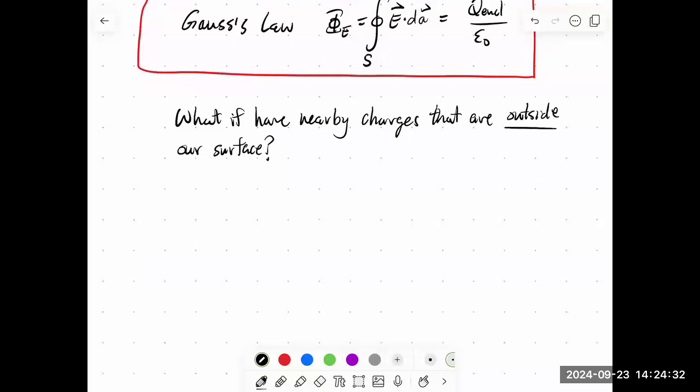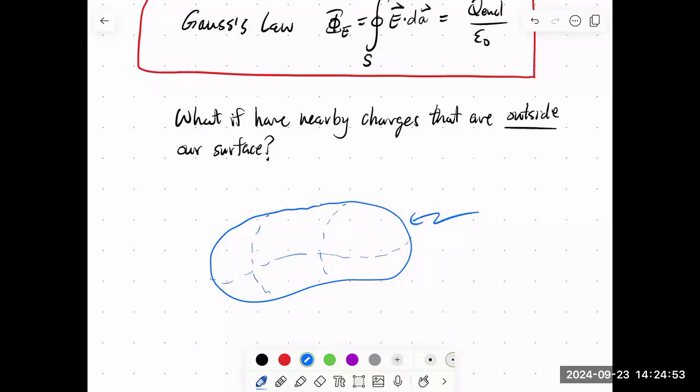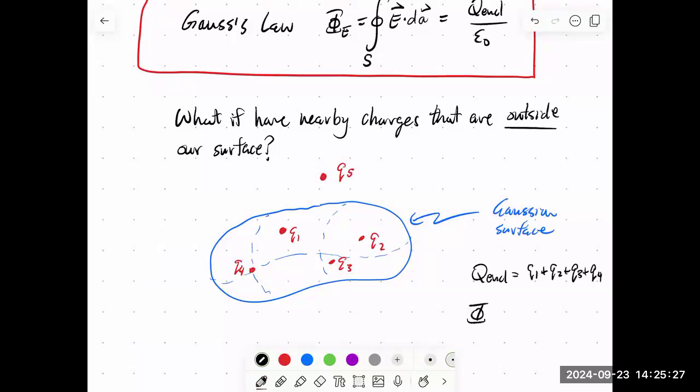Well, let's think about that. I'll try to draw a Gaussian surface here, and I'll try to indicate that this thing does have some three-dimensional structure. So this is like a Cheeto or something like that. And what we've got here is our Gaussian surface. We'll place some charges Q1, Q2, Q3, Q4, and then I'll put one out here, Q5. So clearly, in this case, Q enclosed is equal to Q1 plus Q2 plus Q3 plus Q4, and so the flux is just equal to that sum divided by epsilon naught.